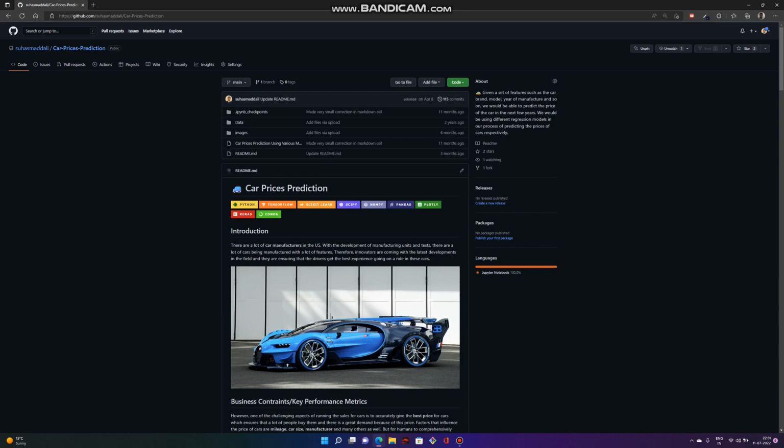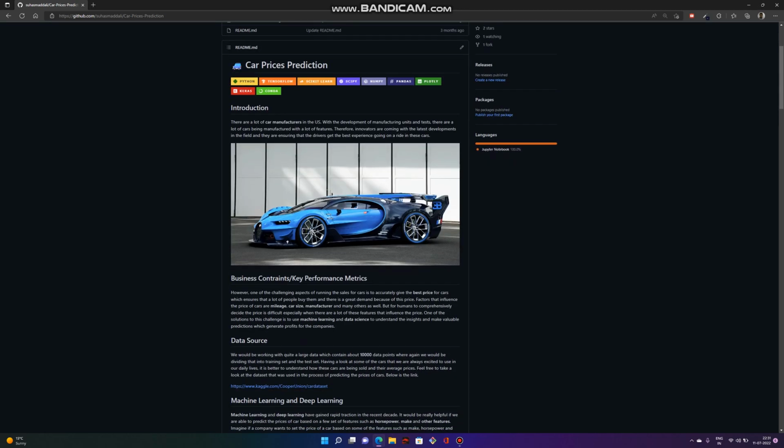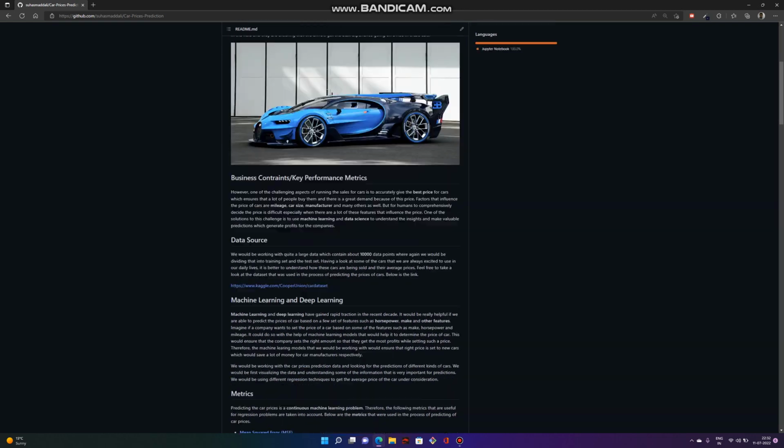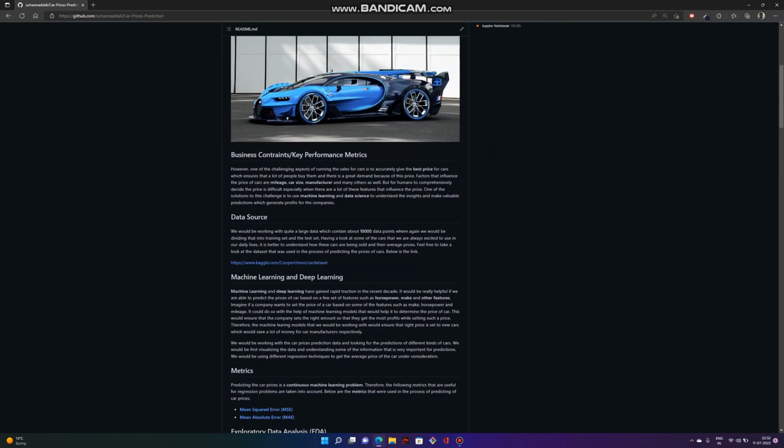When we look at some of the performance metrics or business constraints, we see that the car price actually depends on a few features, like the mileage of the car, the size of the car, or who the manufacturer is. It can be either Bugatti or normal companies. Taking a look at all of these, we try to predict what the future price of the car can be. And this is the data which was taken from this particular link.